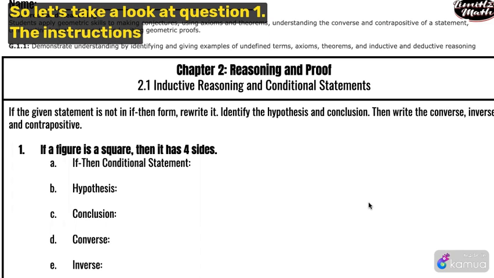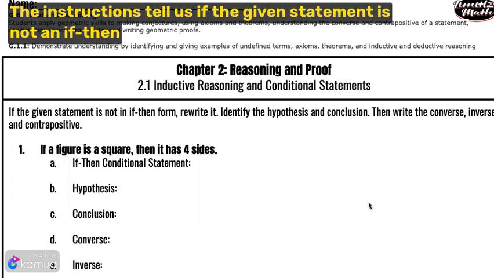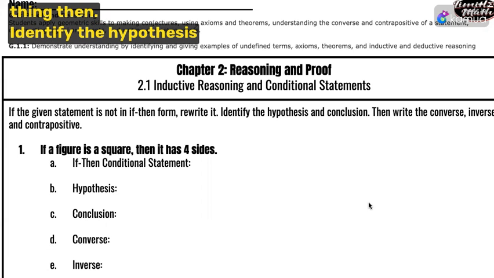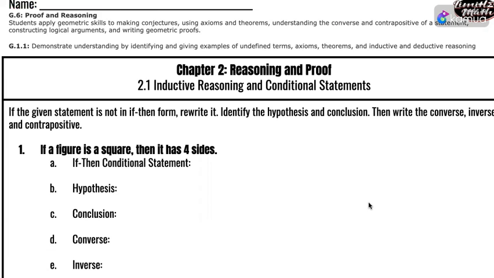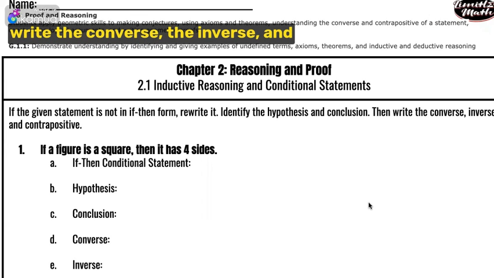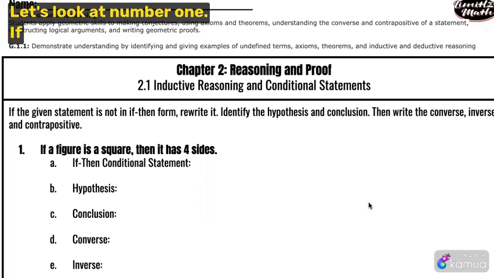The instructions tell us if the given statement is not in if-then form, rewrite it. That's the first thing. Then identify the hypothesis and conclusion. Then write the converse, the inverse, and the contrapositive. So we have quite a few steps for each of these problems. Let's look at number 1.